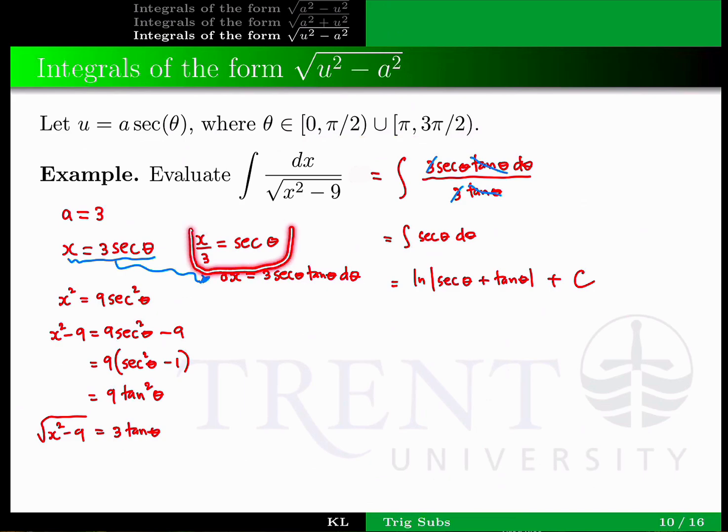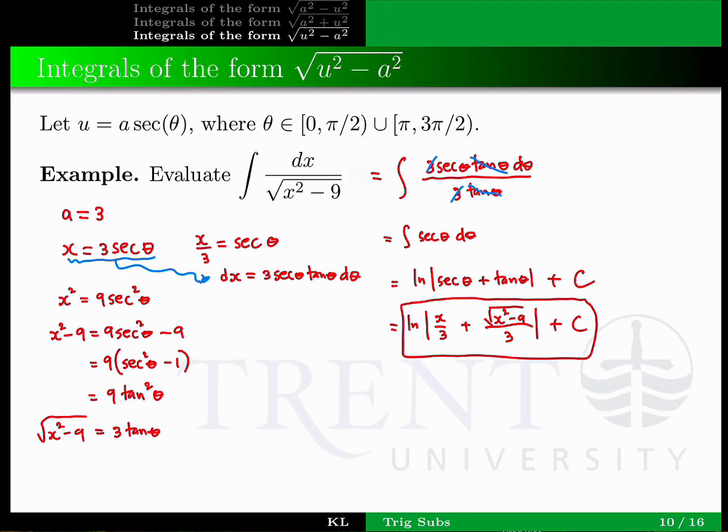Secant theta is from here. Tangent theta, we can get it from here. So our final answer will be ln absolute value of x over 3 plus tangent theta, it's the square root of x squared minus 9, divided by 3, and then plus the arbitrary constant c. So this is the final answer.